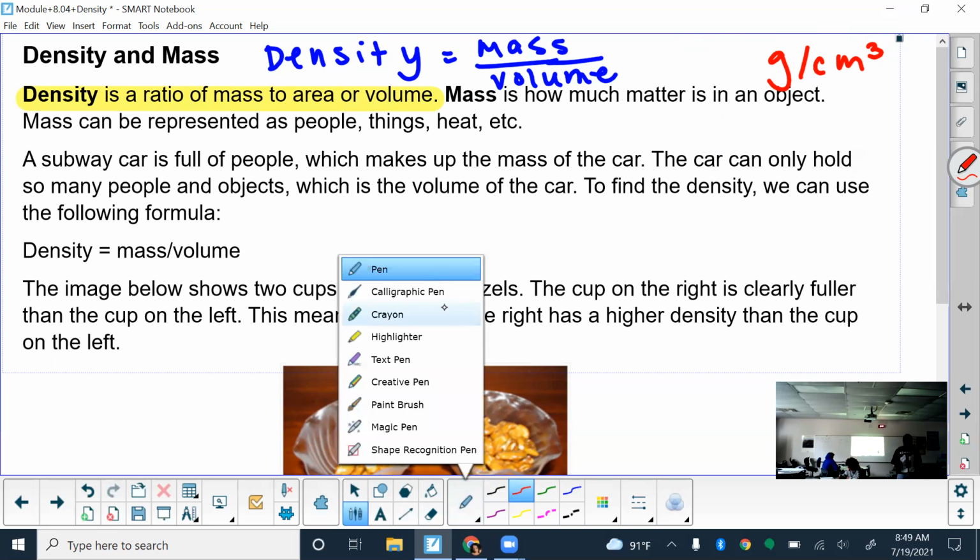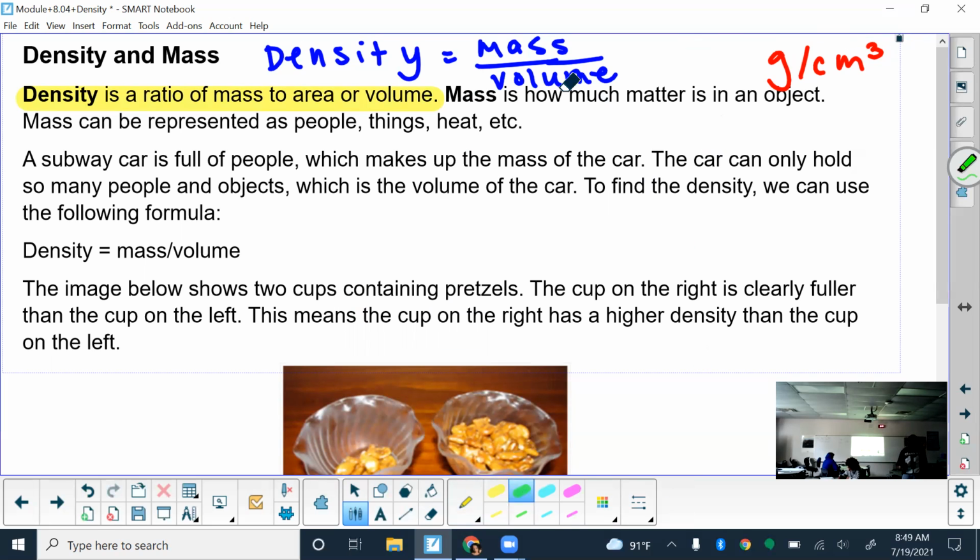All right, mass specifically is how much matter is in an object. People confuse it with weight because, you know, we measure things in grams, which is weight, or like pounds or things like that. But it's how much matter is in an object. So if I said there's 9 students in class, that would be a mass unit. So it doesn't just have to be weight, it could be like number of people in an area. Can be represented as people, things, heat, etc.